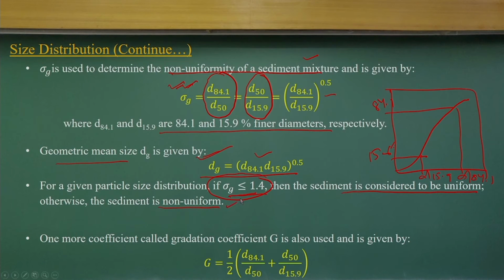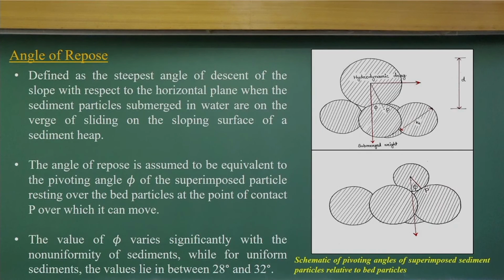non-uniform sediment deposits. Many times we do flume experiments to tell whether it is a uniform or non-uniform sediment distribution. That is what we quantify in terms of geometric standard deviation, which we compute from the particle size distribution curve. Another coefficient is called the gradation coefficient, which is again capital G, a function of d50, d85 and d15.9. Okay, this is all.